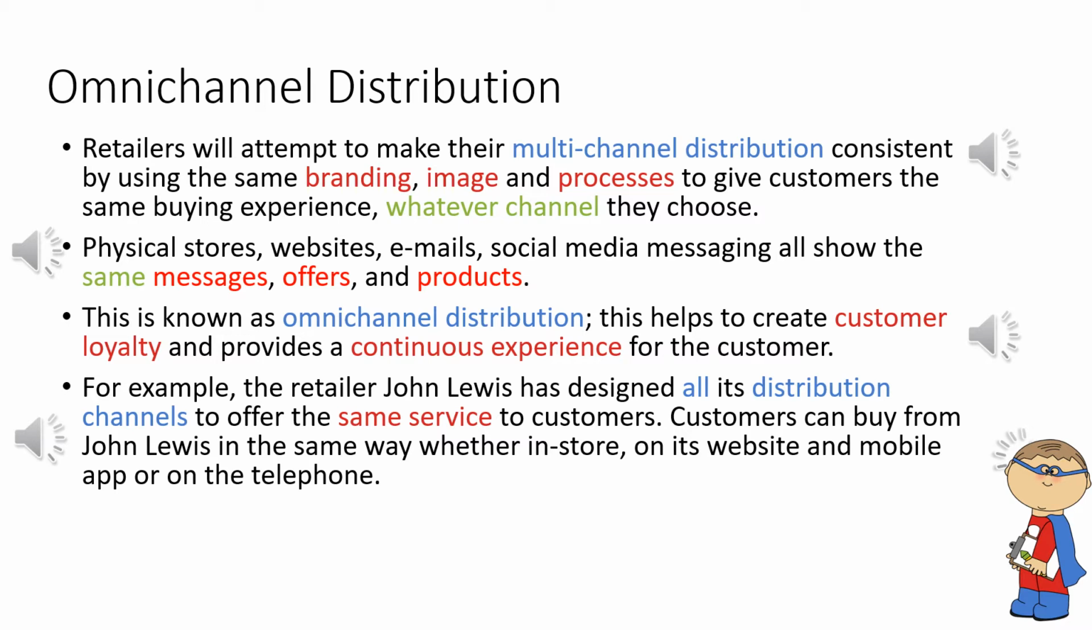For example, the retailer John Lewis has designed all its distribution channels to offer the same service to customers. Customers can buy from John Lewis in the same way, whether in-store, on its website and mobile phone or on the telephone.